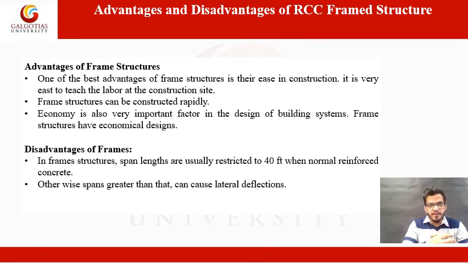Economy is a very important factor in the design of a building system. Frame structures are economical designs. Now if we talk about the disadvantages of the frame structure, span lengths are usually restricted to 40 feet when using normal reinforced concrete. So when we use normal reinforced concrete, meaning a normal typology of steel bars in a normal reinforcement ratio, the span length is restricted to only 40 feet.